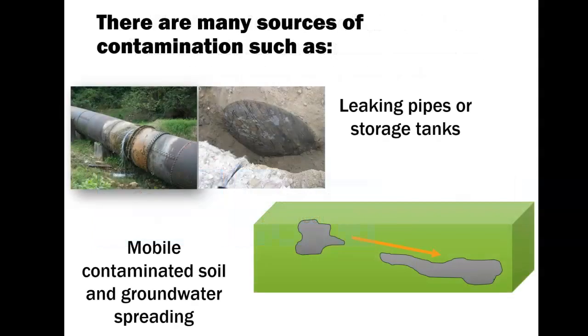There are so many different sources of contamination. For example, you could have a leaking pipeline, a leaking storage tank, contaminated soil, and groundwater may be a source of contamination to other areas as well. Because if the contaminants are mobile, then they will spread. So failure to control sources may increase costs due to the spread. Now, if a source removal is not feasible, it has to be controlled and treated.